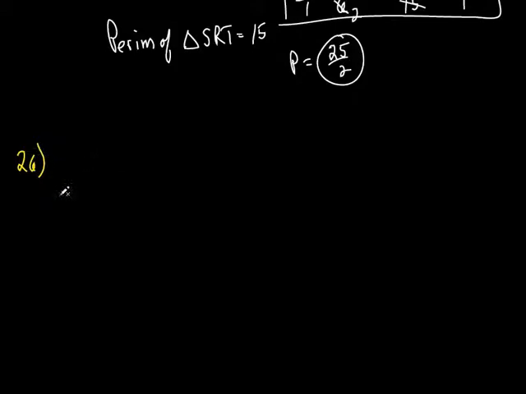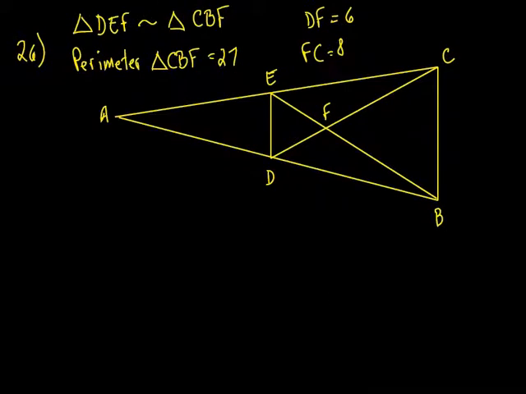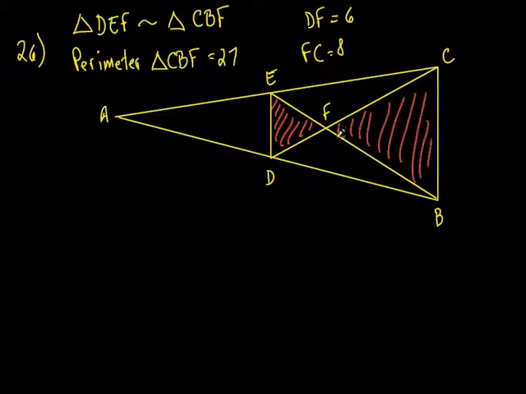We're doing 26, is that what you said? Yeah. All right, let's take a look at this. Here's the picture. Let me use a different color, there's too much yellow right there. Let's see. DEF, that's this little one right here, right? It's similar to CBF. CBF is this one right here. Okay, so DF is 6, so let's put that in there. And then FC is 8, so that's right there. And then they tell you the perimeter of CBF, which is the bigger one, and we have to find the perimeter of DEF, which is the little one.